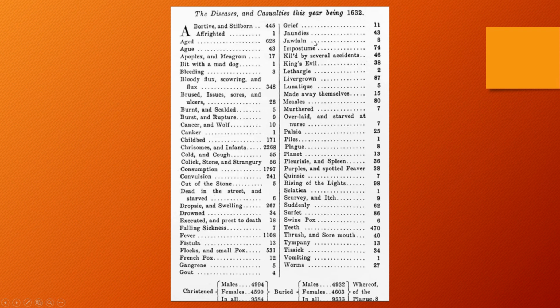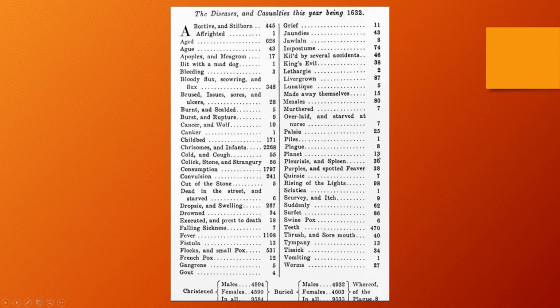I don't know what that word even is. Killed by several accidents. 46 people had a very unfortunate day. King's evil. I don't know what that is, but that is phenomenal. Lethargy. Some of you can be lethargic, so get up and do something. It could kill you. Made away themselves. I'm assuming that's suicide. Measles.